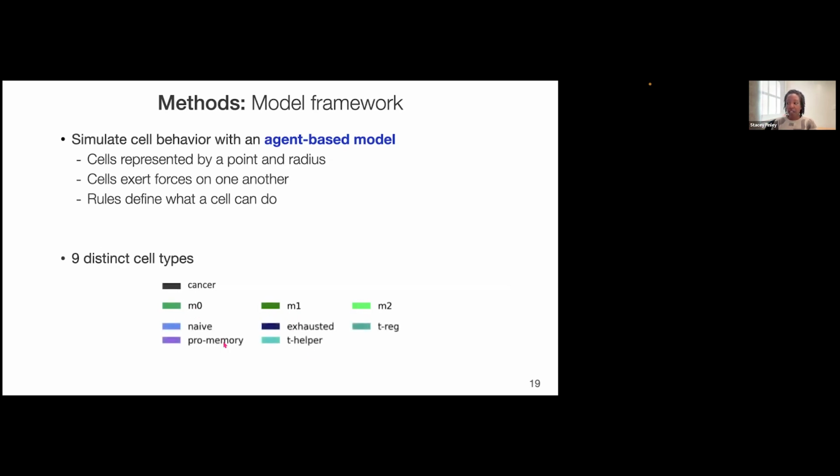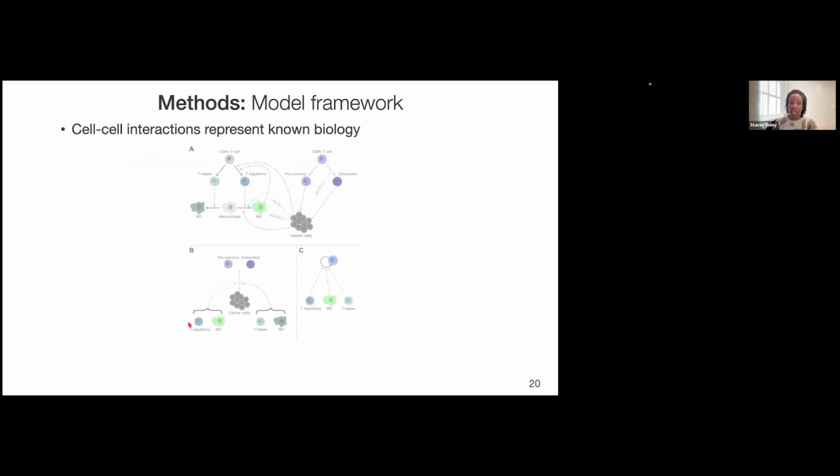And then we have a number of different T cell types, so naive, exhausted or pro-memory, again linking back to the first part of the talk, as well as T regulatory cells, which are also pro-tumor, and T helper cells, which aim to inhibit tumor growth. So we can look at the interactions between these distinct cell types, and I'm just representing it here for now as this map that shows how the cells influence one another.